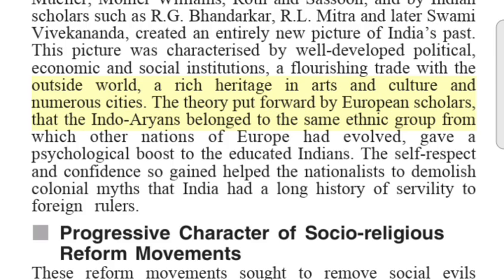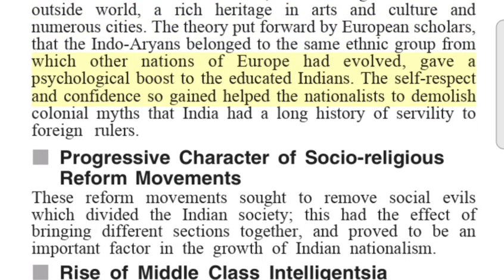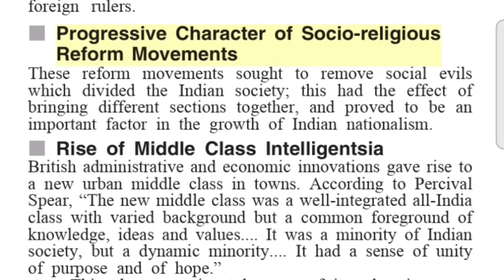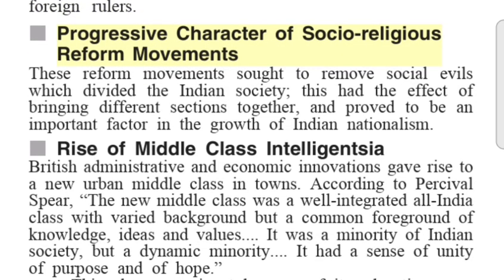The theory put forward by European scholars, that the Indo-Aryans belonged to the same ethnic group from which other nations of Europe had evolved, gave a psychological boost to the educated Indians. The self-respect and confidence so gained helped the nationalists to demolish colonial myths that India had a long history of servility to foreign rulers. Progressive character of socio-religious reform movements.